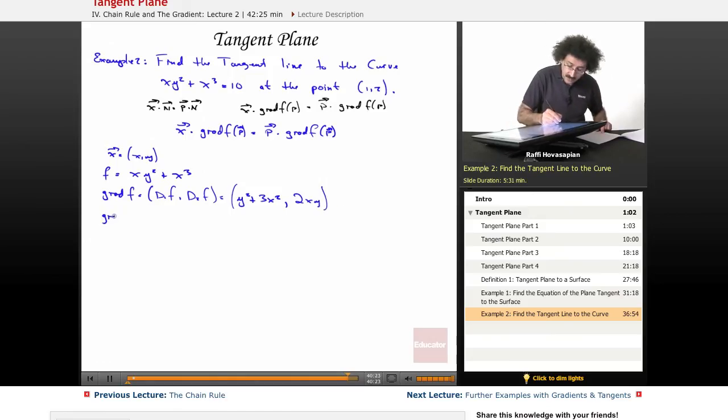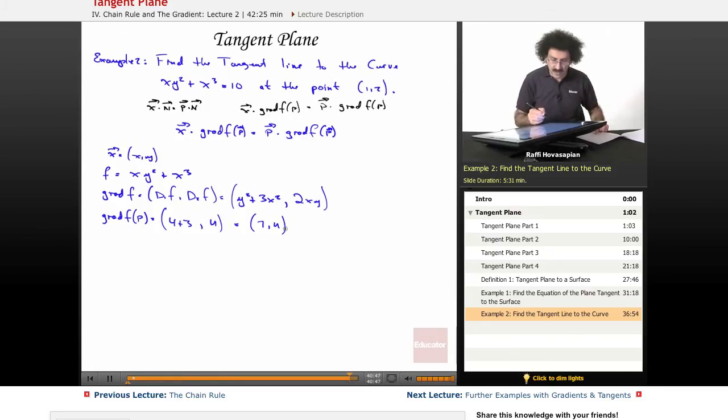Now, nice and systematic, the gradient of f evaluated at p. We'll go ahead and put the values of p, (1, 2), into this. So wherever we see an x, we put a 1. Wherever we see a y, we put a 2. That equals 2 squared is 4 plus 3. And then 2 times 1 times 2 is 4. So we should get (7, 4). And I hope that you're checking my arithmetic.